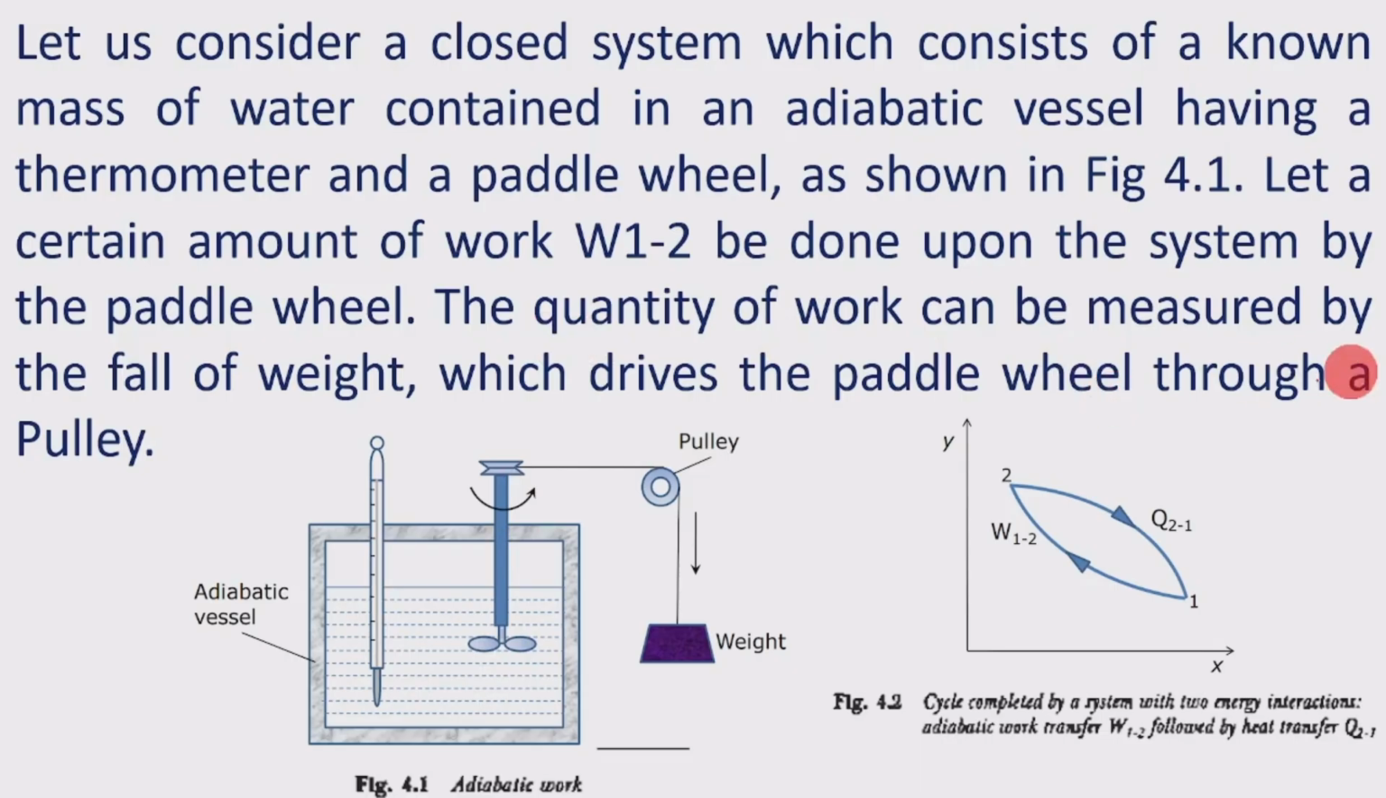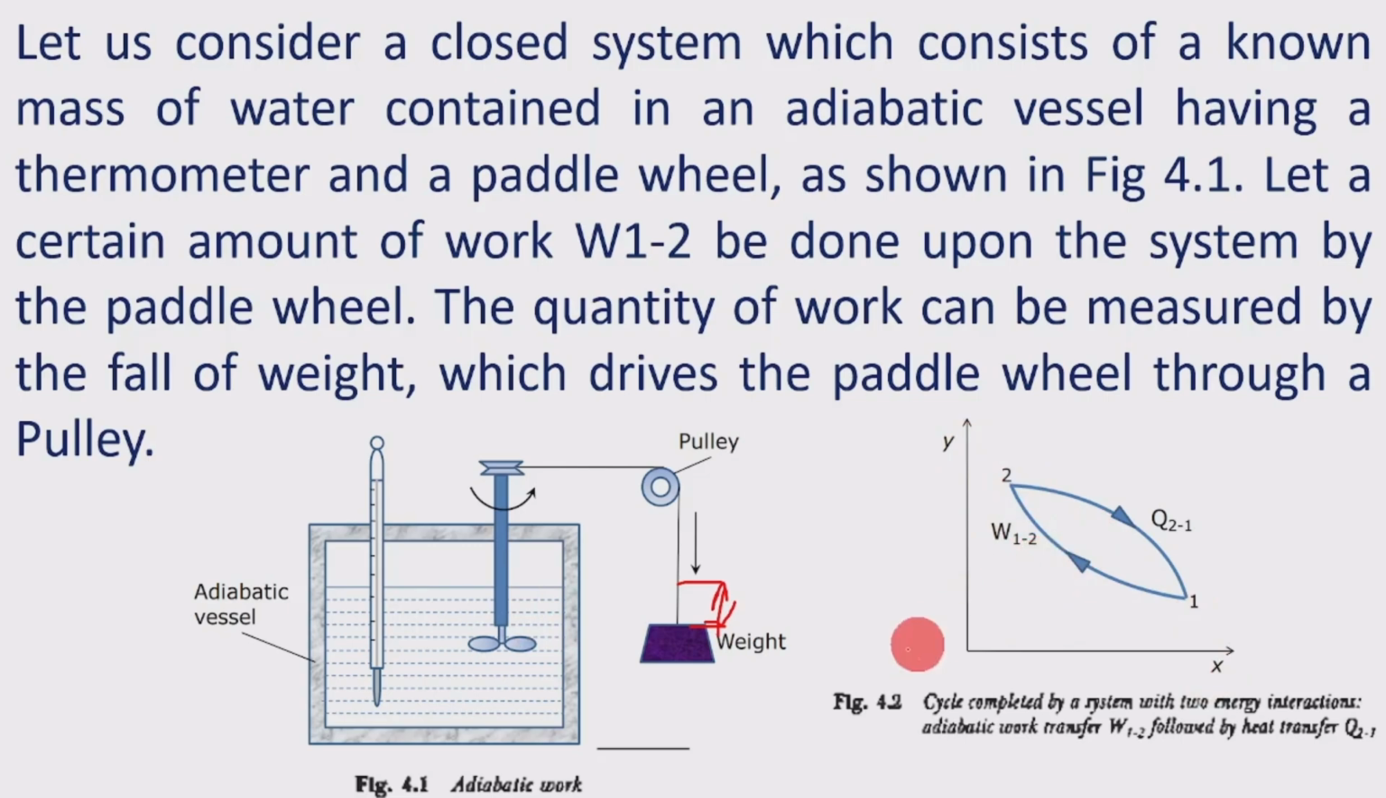The quantity of work done can be measured by the fall of weight. What quantity of work is applied is measured by this fall of weight. That means work is equal to force into distance. The force is the amount of weight, and the distance is how far the weight falls. That gives how much work is done on the system, which drives the paddle wheel through a pulley. That work done is represented on the XY coordinates from 1 to 2 as W1-2.